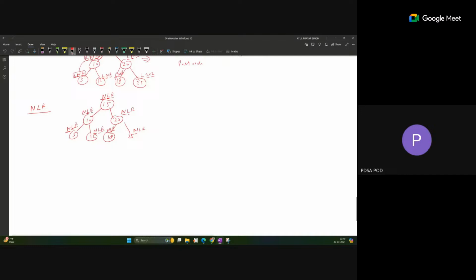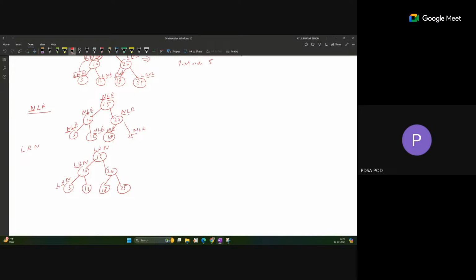Now similarly, post-order. 15, 10, 20, 5, 12, 18, 25. Okay, so in post-order, this N will be performed at the last. So L, R, N. So the left recursive call, L, R, N. First step, left, L, R, N. Now no left, no right, N. Okay, so 5 will be printed first. Now all are completed.